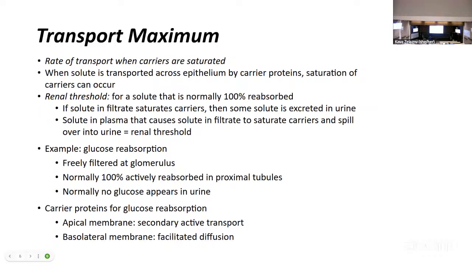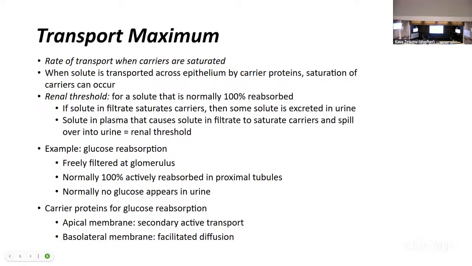Okay. So our transport maximum is going to be that rate of transport when these transporters, which we might also call carriers, are fully saturated. So they're fully occupied. There aren't any extra. Every single one of them is already moving a glucose across the membrane. It's busy. Okay. So that's our saturation of these carriers.